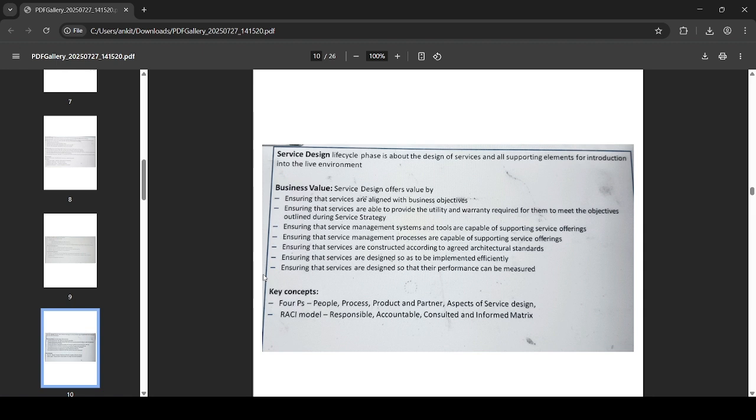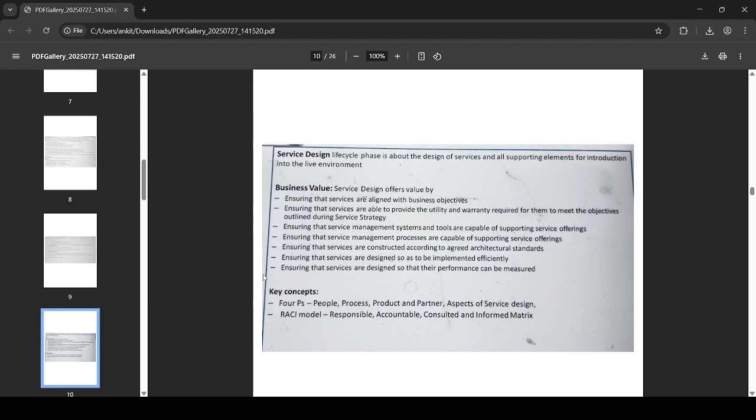So the business value which a service designer offers is that it ensures that the services are aligned with the business objectives. Our ultimate goal is to align with the business objectives. Ensure that the services are able to provide the utility and warranty required to meet the objectives outlined during service strategy. It will ensure that the previous service strategy we have designed will not get disturbed. It ensures that the service management systems and tools are capable of supporting the service offering. Ensure that the service management processes are capable of supporting the service offering.